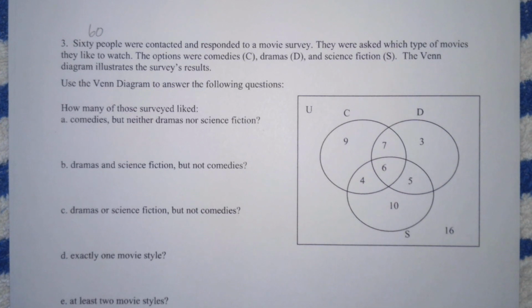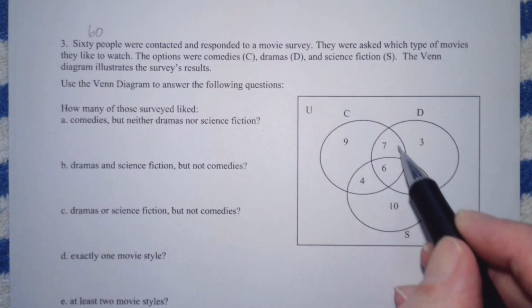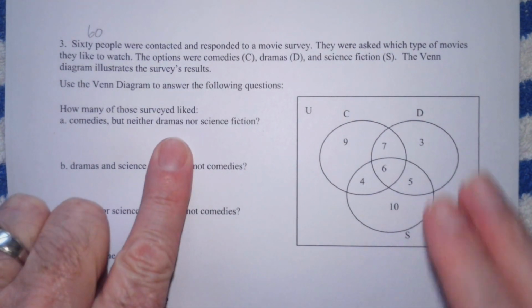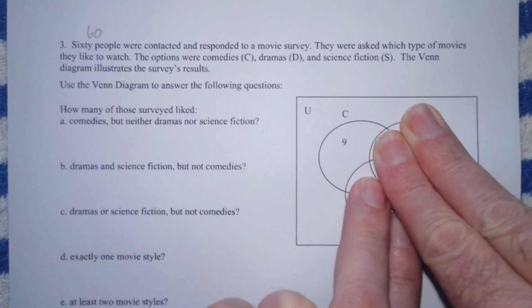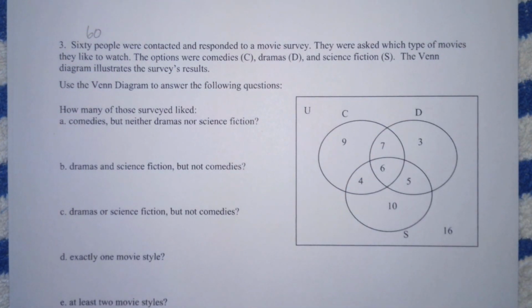They were asked which type of movies they like to watch. The options were comedies, dramas, and science fiction. Notice we're using C for comedies, D for dramas, and S for science fiction. The Venn diagram illustrates the survey's results. Use the Venn diagram to answer the following questions. How many of those surveyed liked comedies, but neither dramas nor science fiction? So that means you got to be in the comedy circle, but you can't be in the drama circle or the science fiction circle. So you can see there's only going to be 9 there.